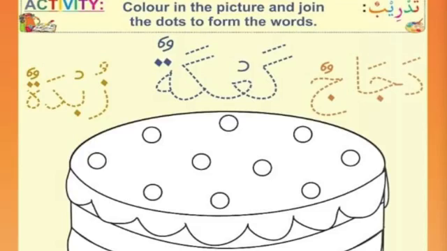Alright, look at the middle one. Ka'katun, the middle word. Do you remember what ka'katun means? Yes, you're right. Ka'katun means cake. And I hope that after the lesson, you try to memorize these vocabularies. Alright. Look at the left one.